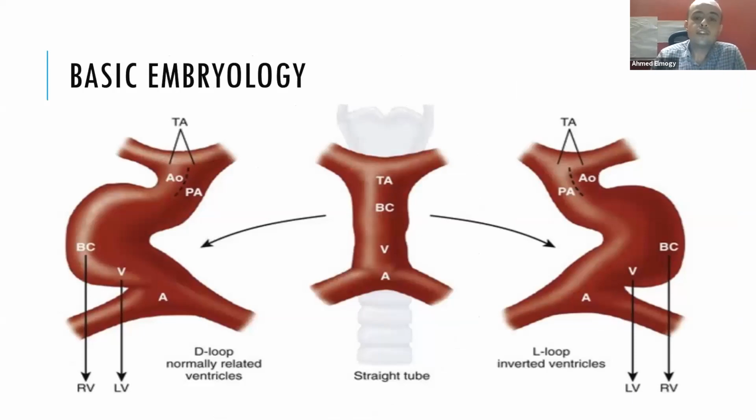The basic embryology for such an anomaly starts with the heart tube. It rotates to the right with D-looping, in which the part that gives rise to the right ventricle, the bulbus cordis, is on the right side, and the primitive ventricle gives rise to the left ventricle. However, in CCTGA, the heart tube usually rotates to the left side, causing L-looping, causing the bulbus cordis to be on the left side, making the right ventricle be on the left side and the left ventricle be on the right side.